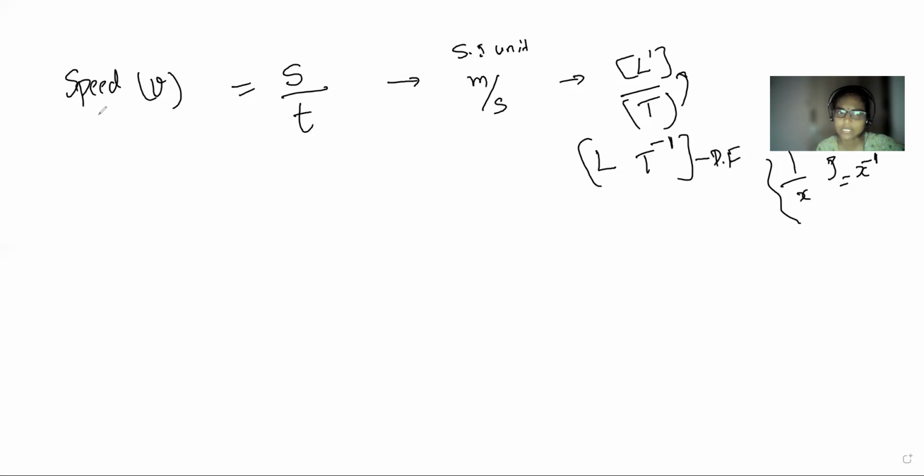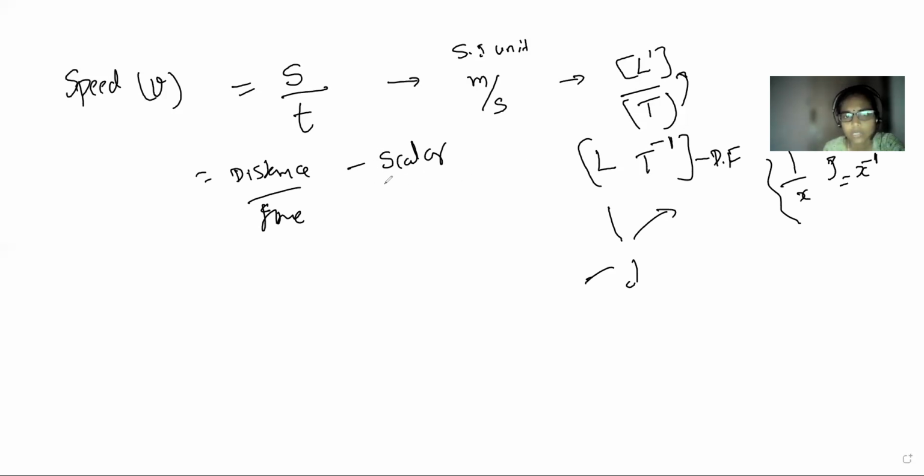Now, see children, speed depends upon distance by time. Since distance is what, children? It is a scalar quantity. It does not depend upon direction. So your speed also, suppose your bike has the limit of 60 kilometers, whichever direction you go, the limit will be the same. It won't change. The speed factor never changes in any direction. So we can tell speed is a scalar.